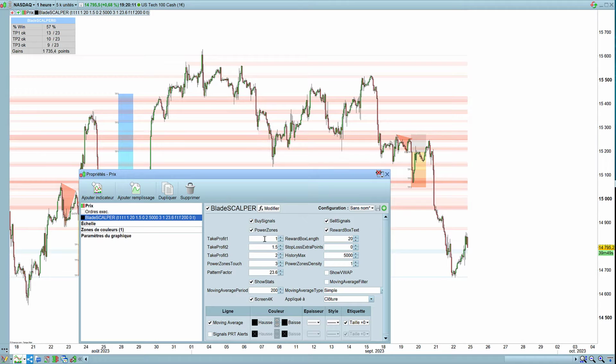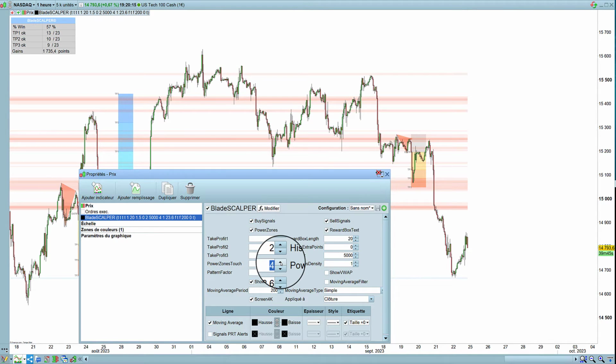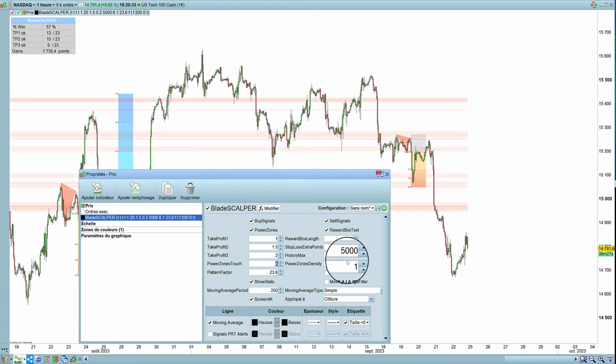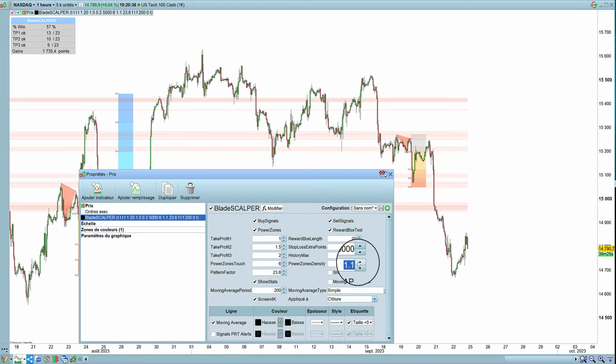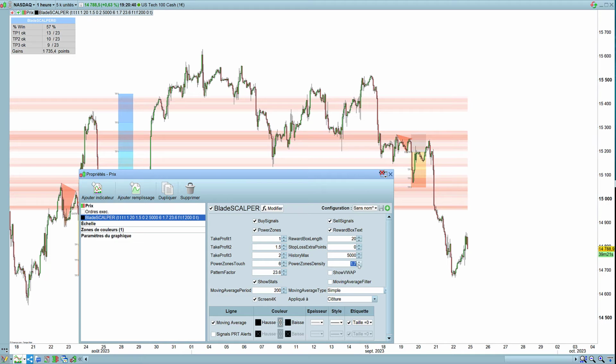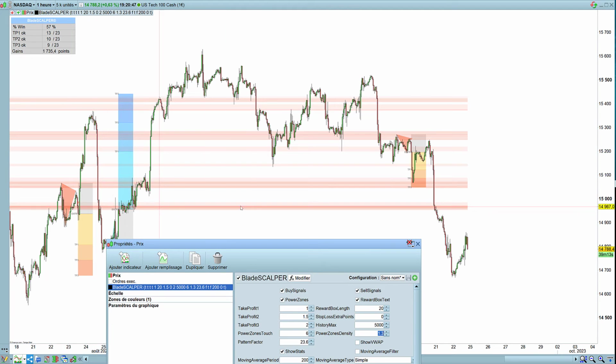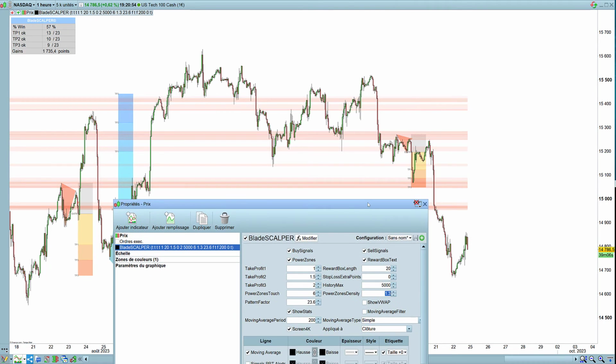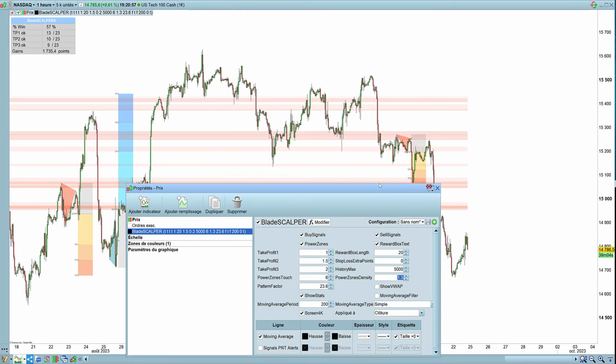If we go to the configuration panel, we get access to the PowerZone touch variable that will allow you to select the strength of the zone you want to see. And with the PowerZone density, you have control over the granularity of these zones. This is just critical information you get here, because it defines how hard and strategic the levels will be. In terms of probability, it tells you the probable next move of the price, because this is precisely where the market will go to take the decision of the next move of the price.